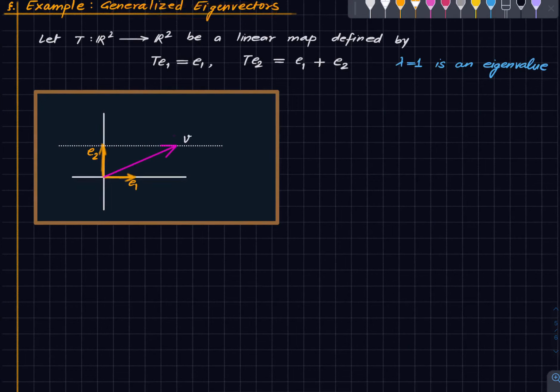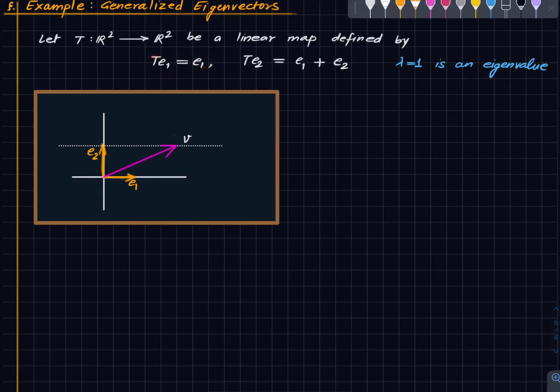Okay. So now let's look at an example of a generalized eigenvector which is not an eigenvector. So that is what we want to see. Fix an endomorphism of R2 defined via these equations. It fixes E1, but E2 is moved to E1 plus E2. And we have drawn a separate vector V. We will talk about that. But note that 1 is an eigenvalue of T because of this equation.